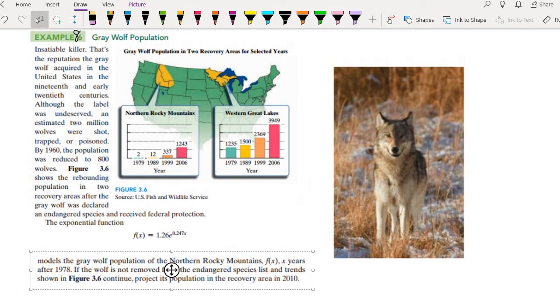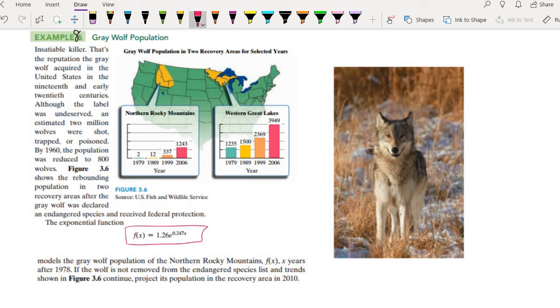Let's see how we use a natural exponential function. So here we have an application question. You can pause this video and read it. So go ahead and take a minute to read this question. This exponential function models the gray wolf population of the northern Rocky Mountains. We say f of x is x years after 1978. Project its population in the recovery area in 2010.